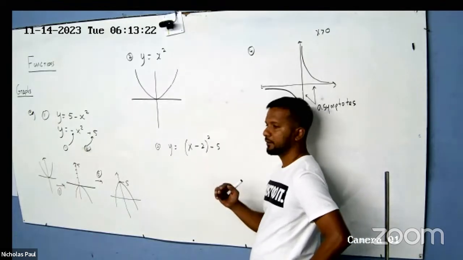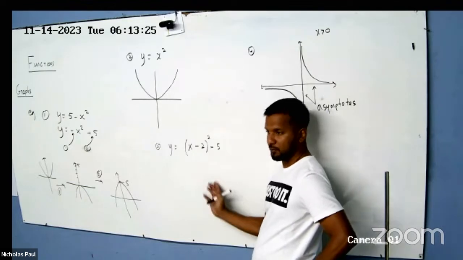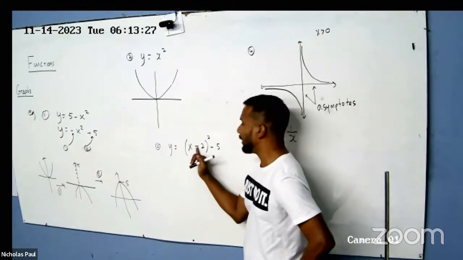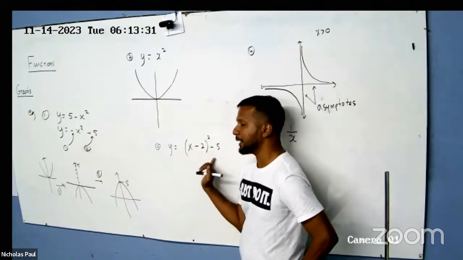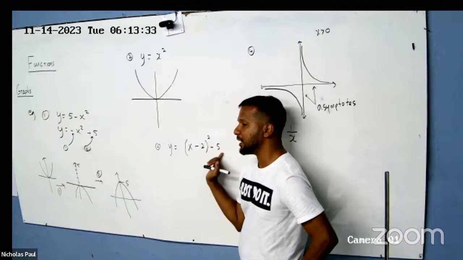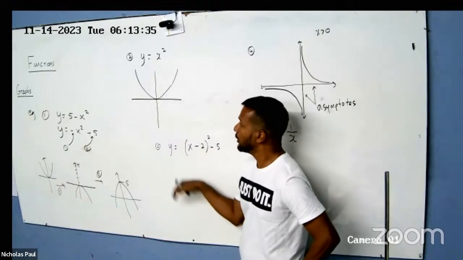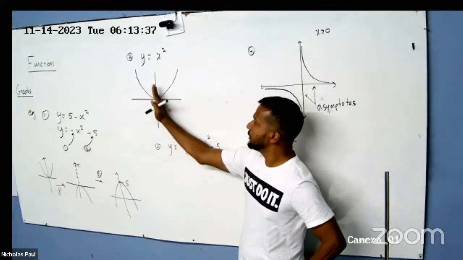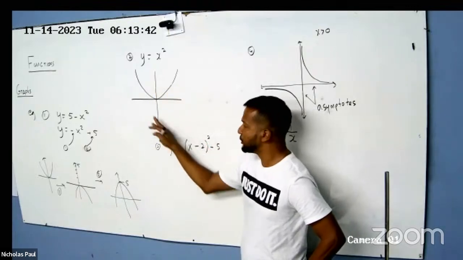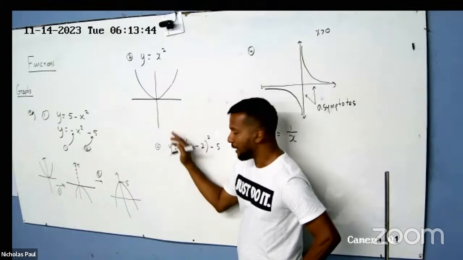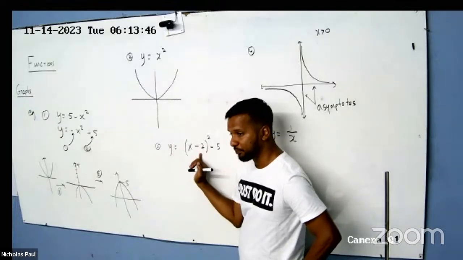Look at it like this. I was going to give you one where you have to come back here. So what does the minus inside mean? It means shifting to the right. What does the minus 5 on the outside mean? Shifting down. So you're going to shift this 2 to the right and then 5 down. You can't just draw it randomly here. You have to put a point to represent the shift.